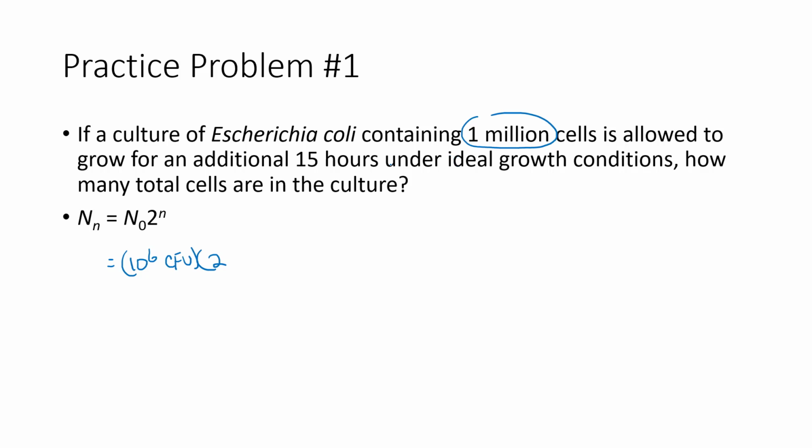So how many generations are there? Well, we've got 15 hours here at 20 minutes per doubling time. That's 3 doubling times per hour, and 3 times 15 is 45. So there's 45 generations. So this is going to be 2 to the 45.